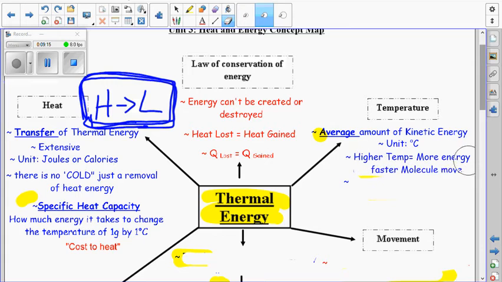So the higher temp means you have more energy and the particles are moving faster. Okay? So we know that kinetic energy is the energy of movement. And so the higher the temp, that means particles are moving faster. So water at 80 degrees is moving a lot faster than water at 7 degrees. That's what that means.